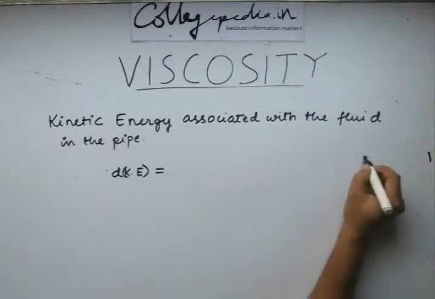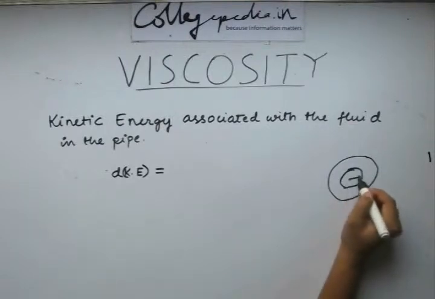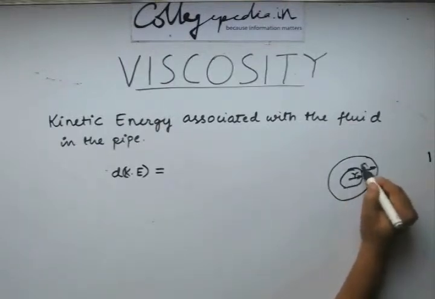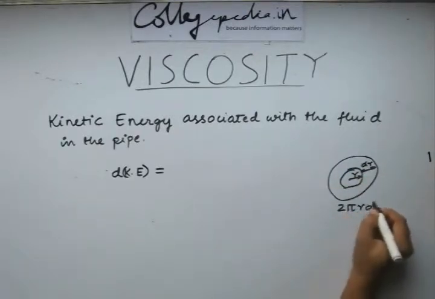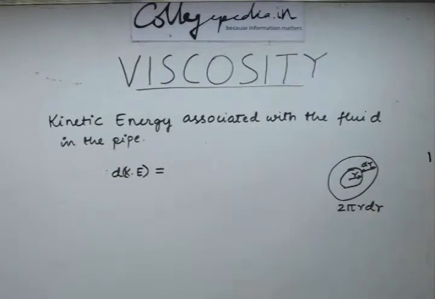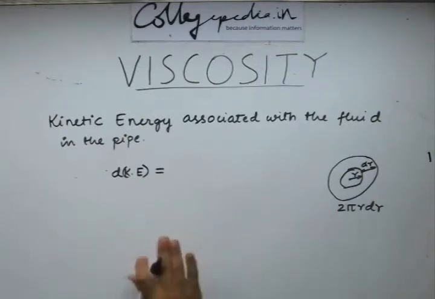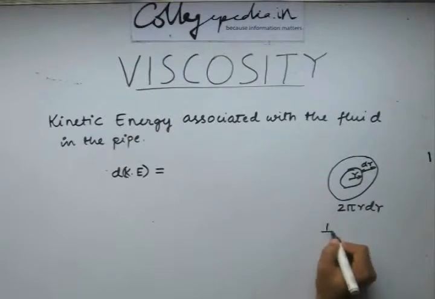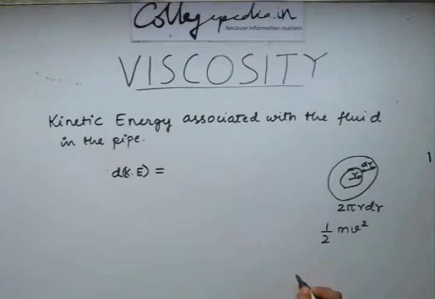Again we consider a small annulus of radius r and thickness dr, which has the cross-sectional area as 2 pi r dr. This is the area considered for analyzing the kinetic energy. Kinetic energy, as we know, is nothing but half mv square. This is the kinetic energy.